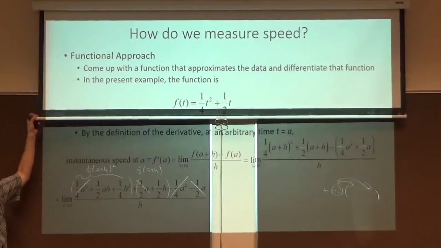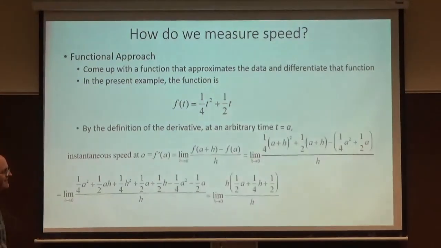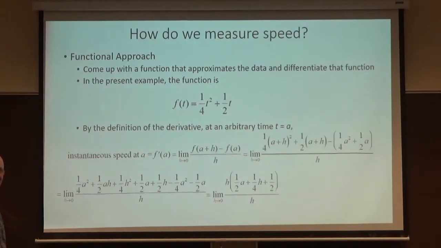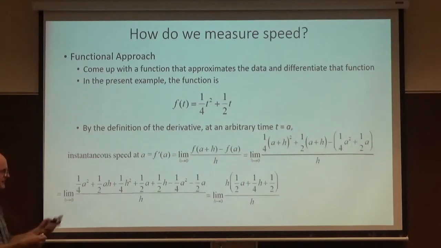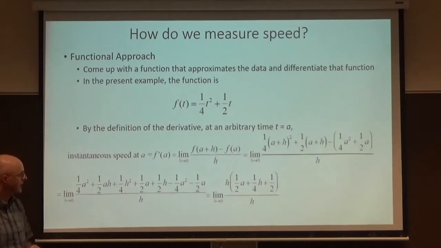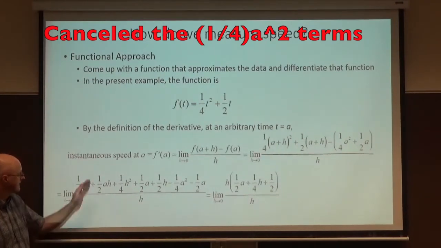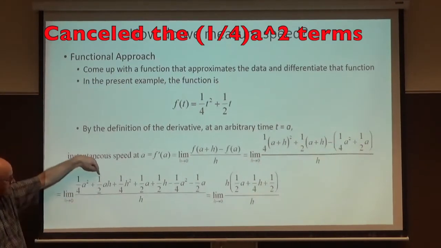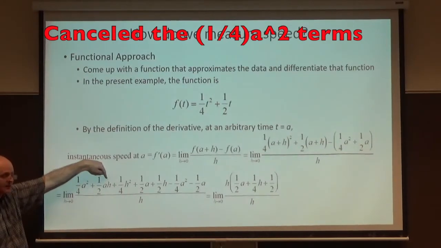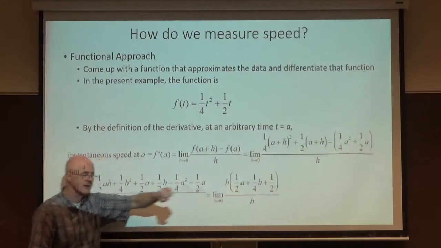Back to the screen here. Like that. I effectively did a couple steps on the screen going from here to here. I canceled the 1/2 a squared and I canceled the 1/2 a's. And I also factored out an h from what's left. This is one of the terms that's left right here. It's got a factor of h. When I factor the h out of that, I'm left with 1/2 a, like you see right there.